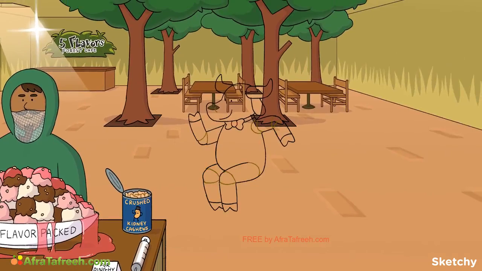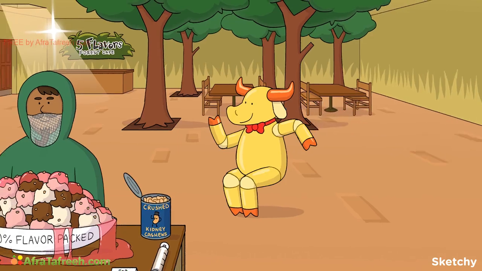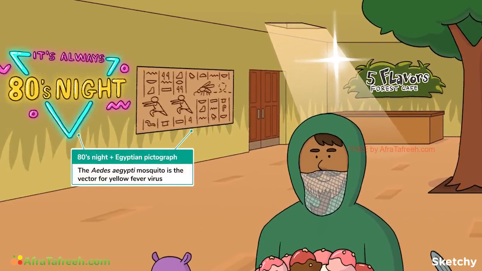Let's move on to the next flavivirus, yellow fever virus. You'll notice we got a yellow South American water buffalo here to represent the yellow fever virus. This virus is transmitted by the same vector as dengue. Remember which mosquito? Yep, the Aedes aegypti. Co-infection from a single bite is possible.